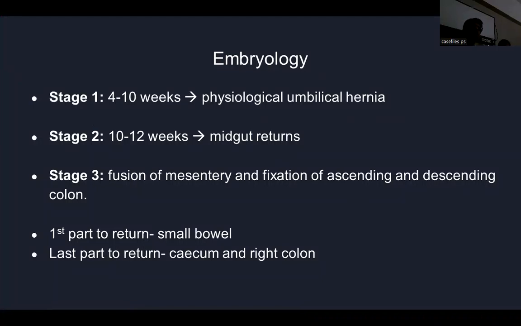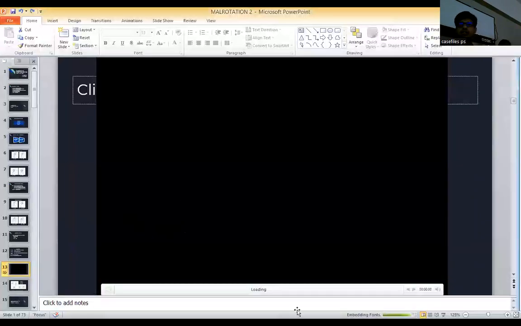Through the herniation, the first part that retracts back is the small bowel, including the duodenum and jejunum, and the last part that retracts is the cecum and the right colon. Here's the video that illustrates how the midgut rotates.